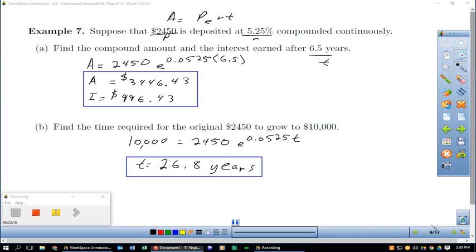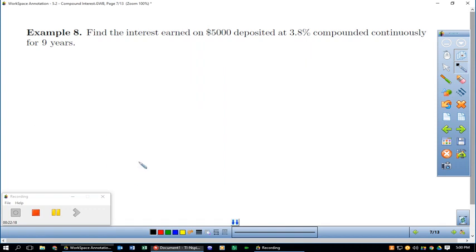All right, example 8. Last one on compound interest. Well, for this half-hour lesson anyways. Find the interest earned on $5,000 deposited at 3.8% compounded continuously for 9 years. All right, so there is our principal. There's our rate. Continuously for 9 years. There's our time. All right, so A equals P times e to the rt. So 5,000 times e to the 0.038 times 9.